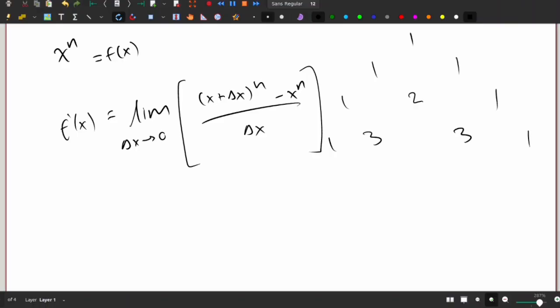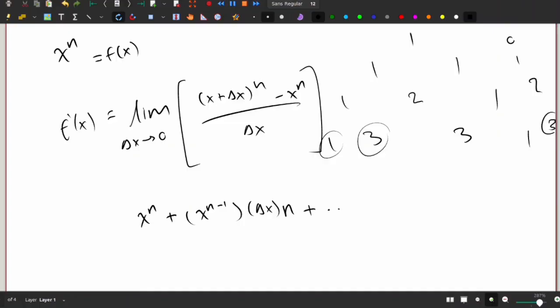So the point here is that the first coefficient is always going to be 1, and because this is 0, 1, 2, 3, third degree, the second coefficient is always going to be the degree number. So essentially, the second coefficient is going to be n. So when we expand x plus delta x to the n, we're going to start with x to the n times 1 plus x to the n minus 1 times delta x to the 1 times, remember, our coefficient is just going to be n.